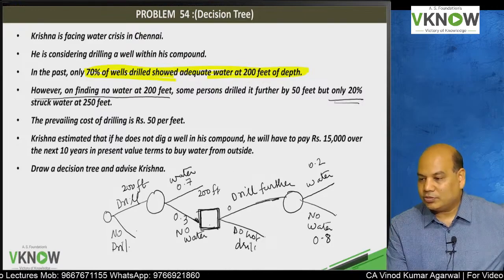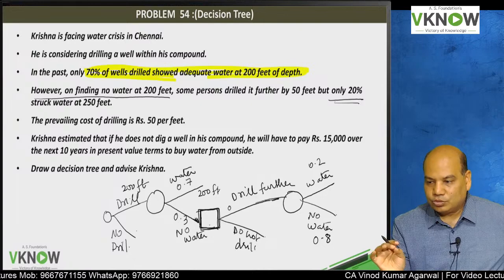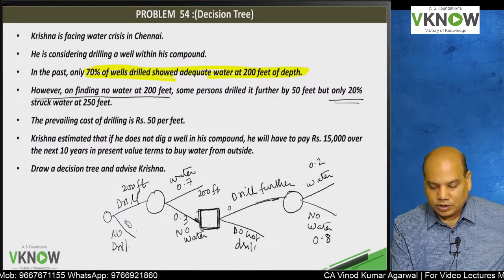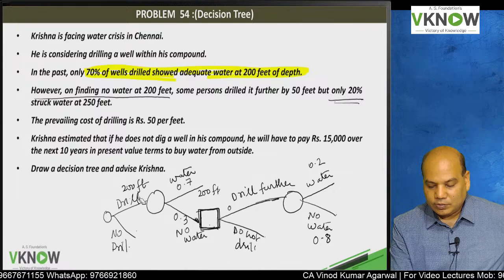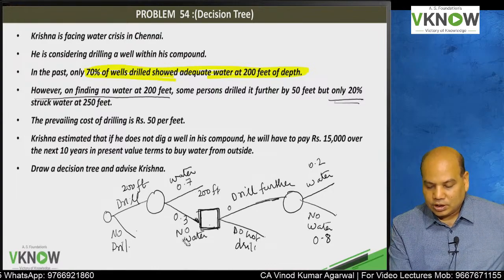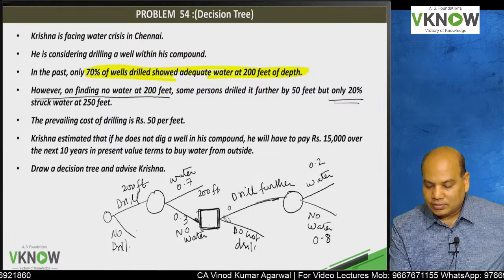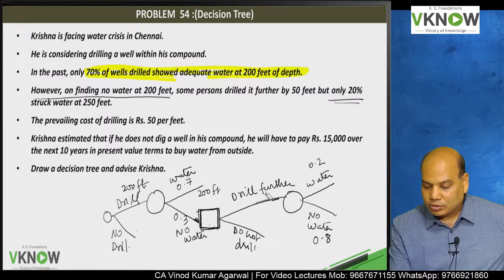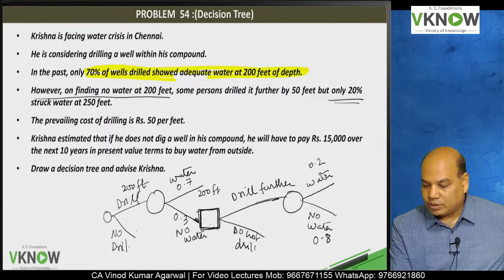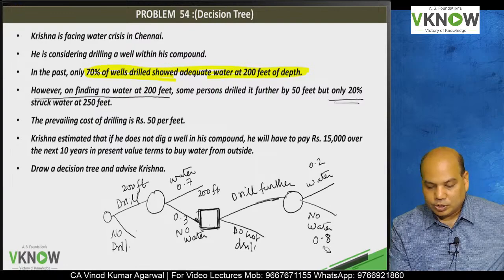Once you understand the question, you can understand the answer. That is how mathematics works. Today I have to decide whether to drill 200 feet or do not drill. If I dig 200 feet, I'll get water whose chance is 0.7. If I don't get water, the probability is 0.3. Once I get water, my job ends here. But if I don't get water, I have to decide drill further or do not drill further. If I drill further, again I will get water has 0.2 probability and I will not get water has 0.8 probability.